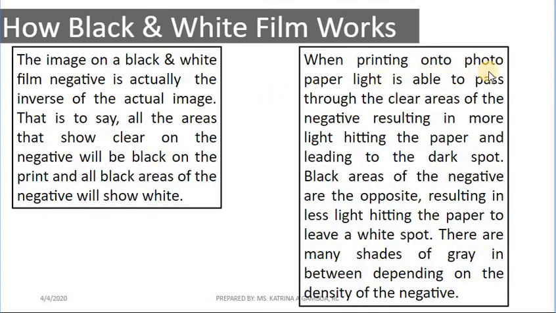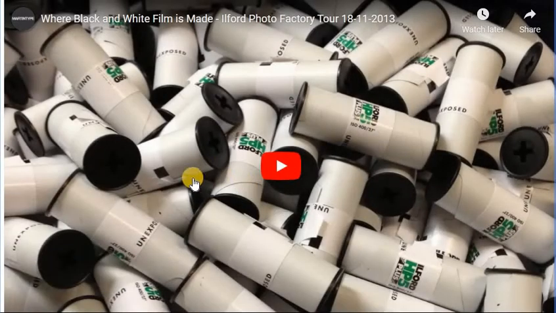So, when printing on the photo paper, light is able to pass through the clear areas of the negative, resulting in more light hitting the paper and leading to a dark spot. The black areas of the negative are the opposite. Baligtad sila, di ba? Resulting in less light hitting the paper to leave a white spot. There are many shades of gray in between depending on the density of the negative. So, panoorin natin to. Paano po ba ginagawa yung film?